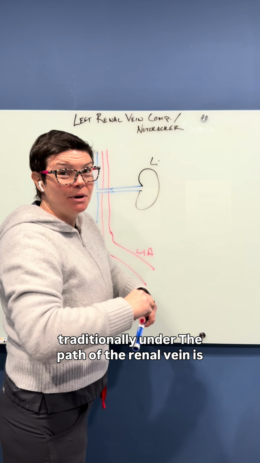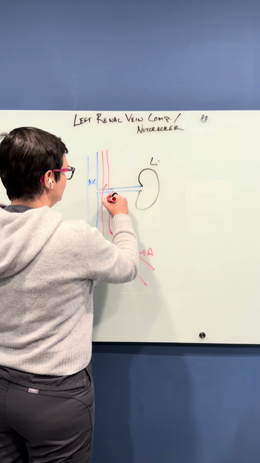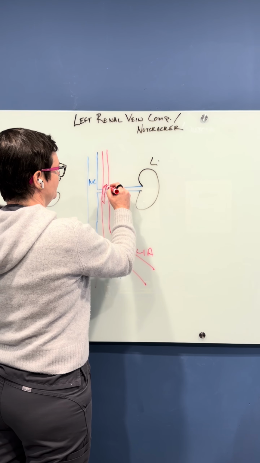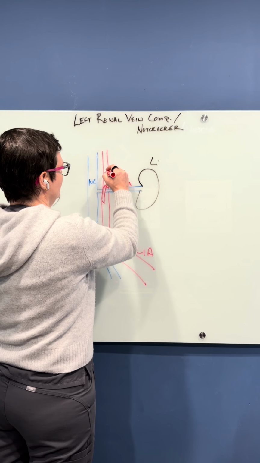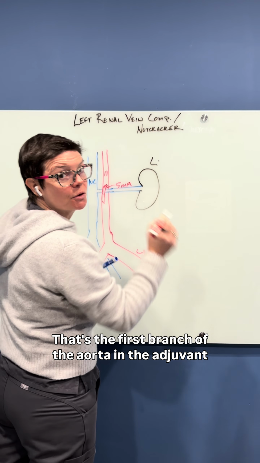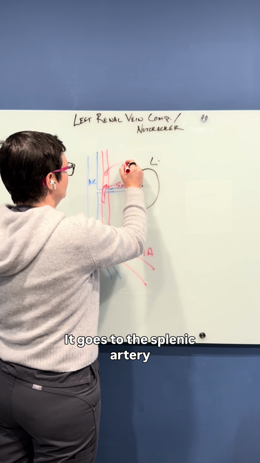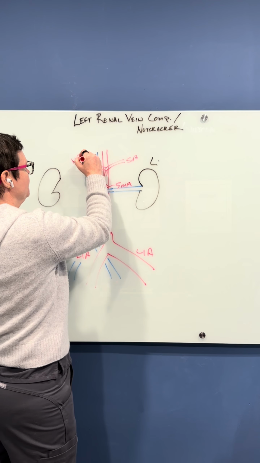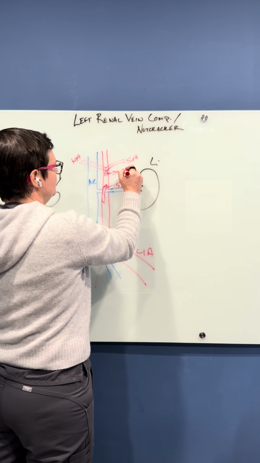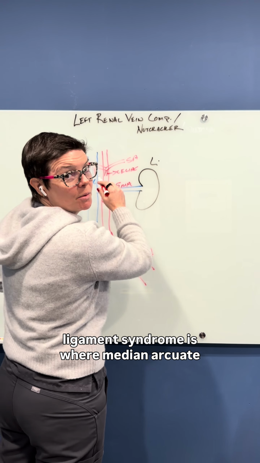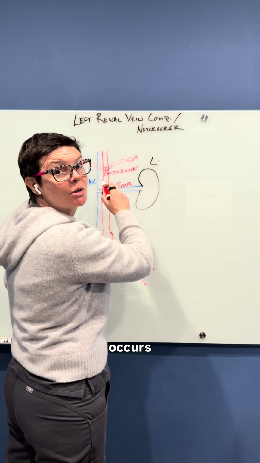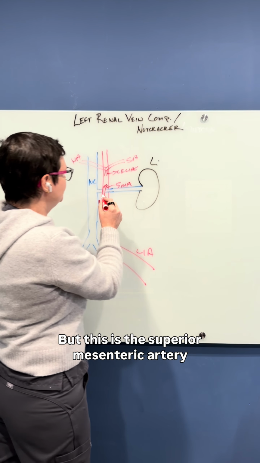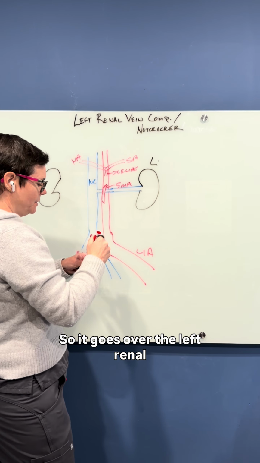The path of the renal vein is traditionally under the superior mesenteric artery. You have your celiac trunk here. That's the first branch of the aorta in the abdomen. It goes to the splenic artery and the hepatic artery. This is where median arcuate ligament syndrome occurs. I'll talk about that one another time. But this is the superior mesenteric artery. So it goes over the left renal vein.